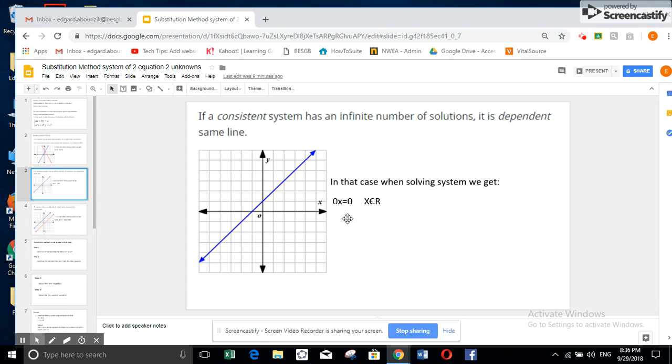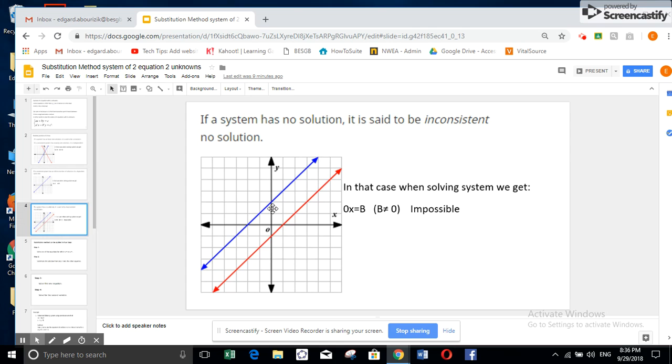It's of the form 0x equals 0. Or the lines are parallel, so there are no points of intersection, so no solution. It's impossible. It's called inconsistent, and you're going to get 0x equals b. For further information, you can go to the addition method video, where the introduction for both is the same. You can look at it more; it's more detailed. So let us go directly to examples.